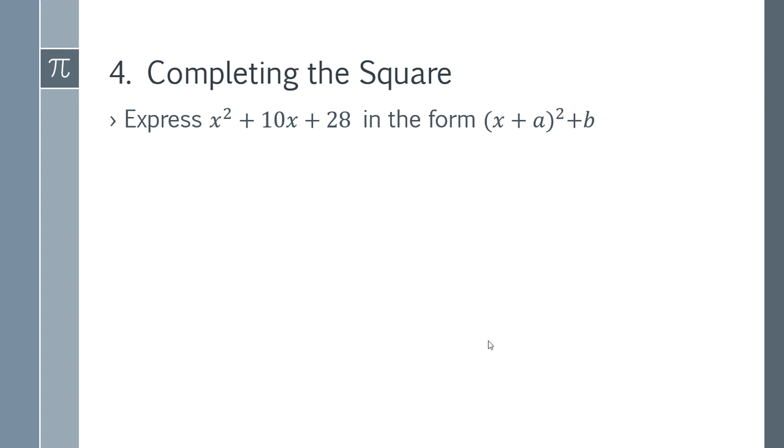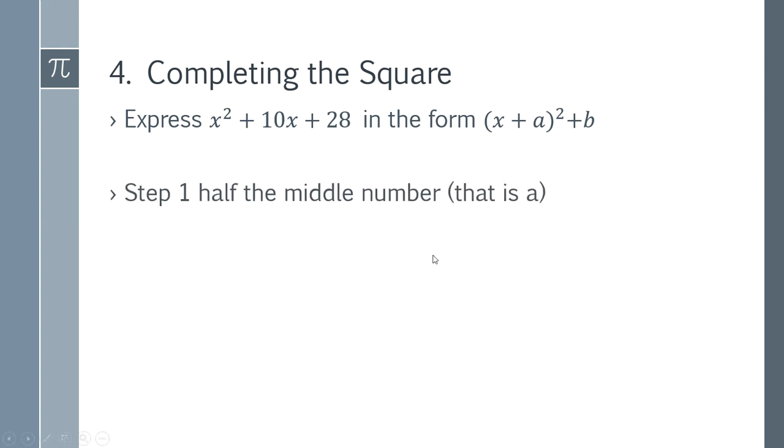So the question could be something like, express this x squared plus 10x plus 28 in the form x plus a squared plus b. And there's 2 steps. So step 1 is you take whatever the middle number is. So I'm talking about this middle number here, whatever it is, and you half it, and that's your a. So we're up to here. So we've got a just by halving this number. So you see a is 5. So replace that. That's the only thing we've done. We replaced the a with 5, which is half of this number.